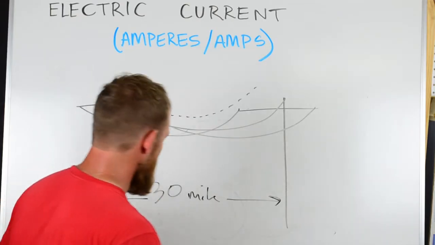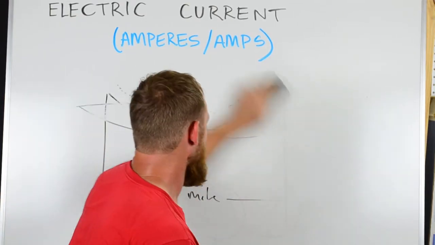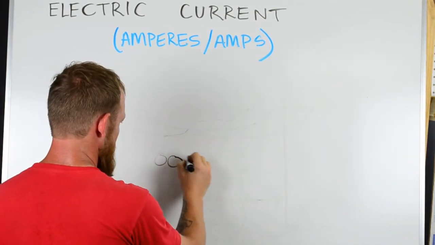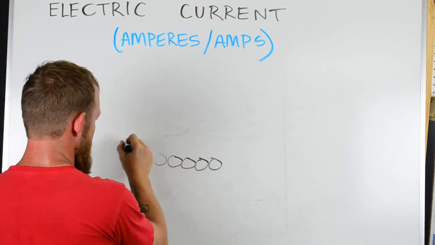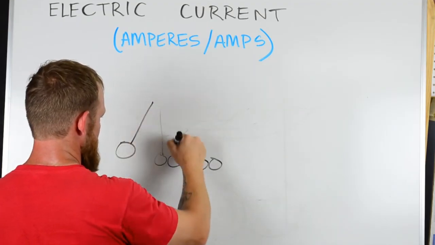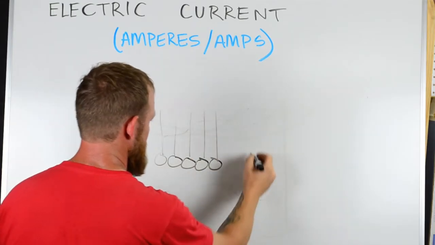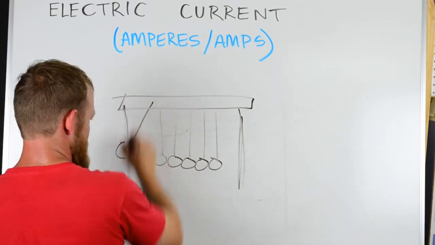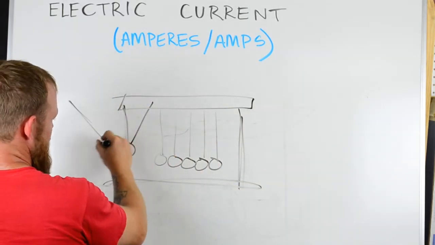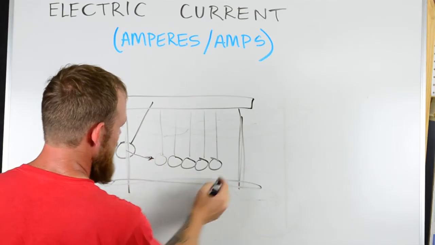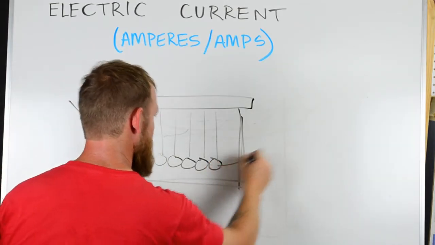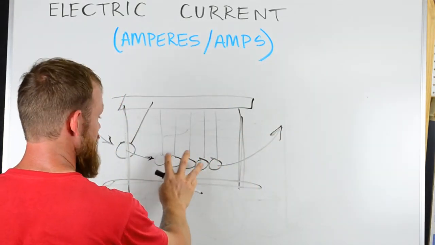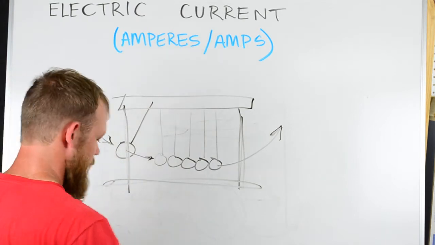Have you ever seen those little, I don't know what they're called, but all of my science teachers had one. It's a ball, a ball, a ball, a ball, and a ball, on a little stand. When you pull this ball back, it swings in and hits this ball, which makes the ball on the end fling up into the air. And then it comes back down and hits it. None of the middle ones move. They just transfer energy, and it sends this one back up.